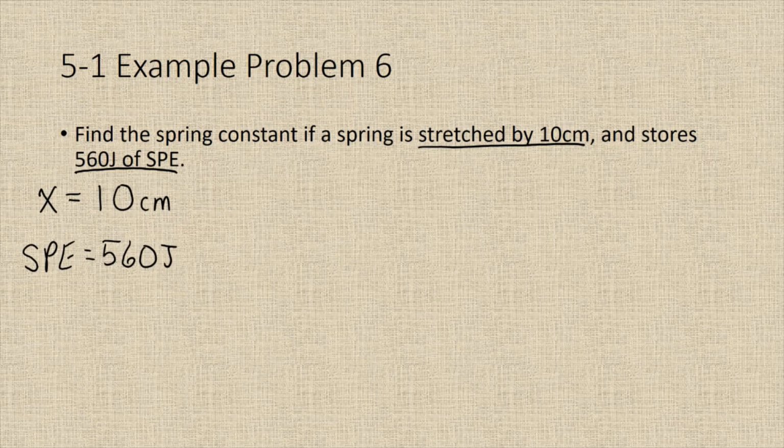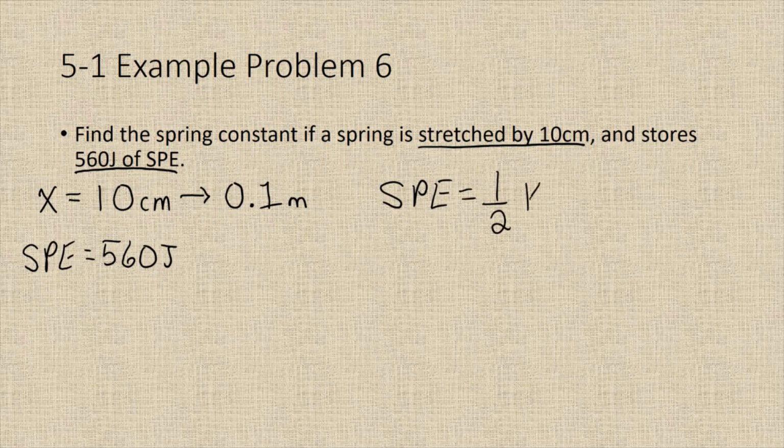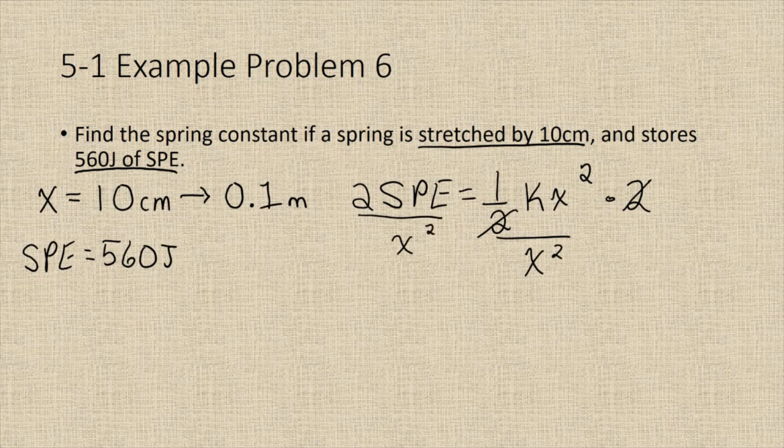However, the units are not correct. We have to convert 10 centimeters into meters. So we move the decimal 2 places to the left, and now we can solve out for k. Spring potential energy is 1/2 kx squared. So to get rid of the half, we multiply both sides by 2 and divide both sides by x squared to get rid of that on the right-hand side.